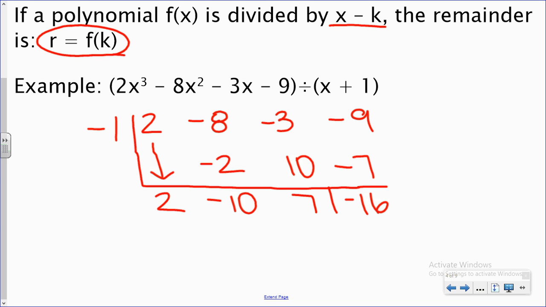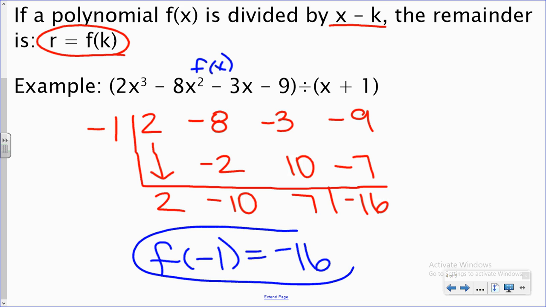This remainder theorem is telling us that the remainder is negative 16, which means if this is f of x, then when we plug in negative 1, the function value is negative 16. I thought synthetic division helped you factor it out. It does, and we'll get there. You're a step ahead of me. The first thing that synthetic division can do is give you a function value.